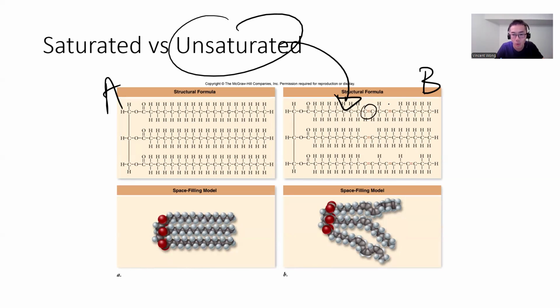You're looking for the equal sign, right? I keep calling it an equal sign, but it's actually a double bond. That's the telltale sign that it is an unsaturated fatty acid. And you can see there are all these kinks, all these bends in the tail. That's also another sign that it's an unsaturated fatty acid.